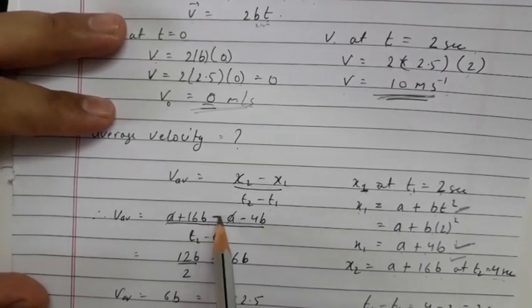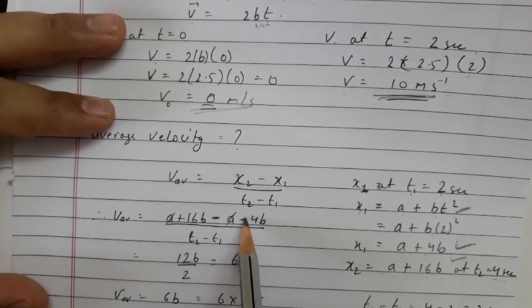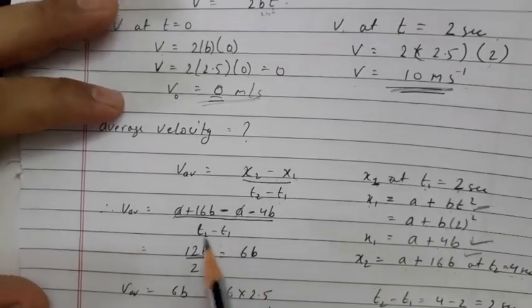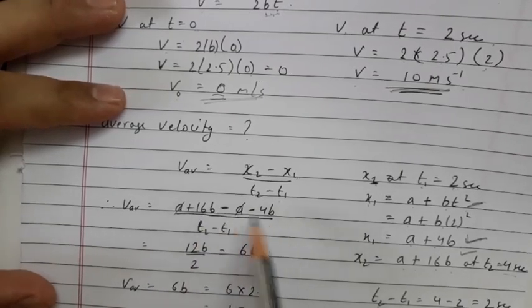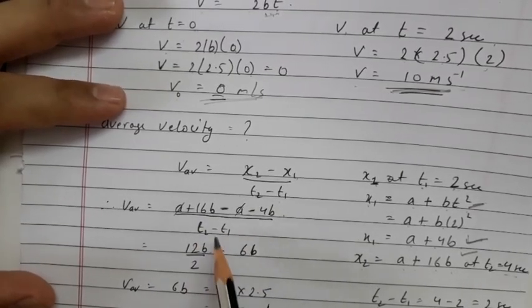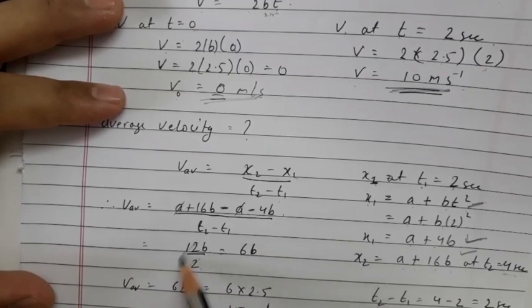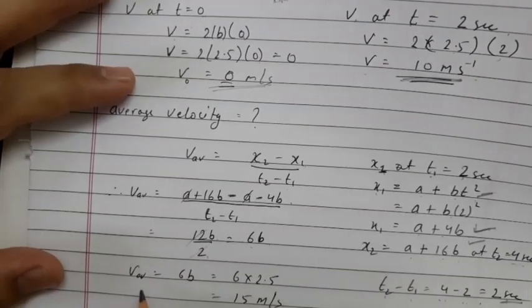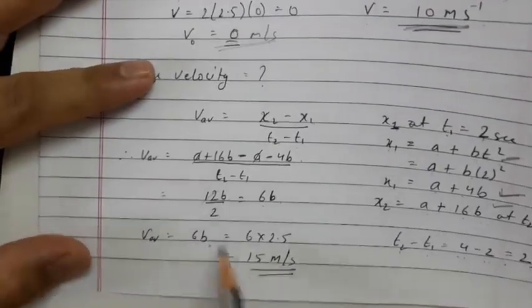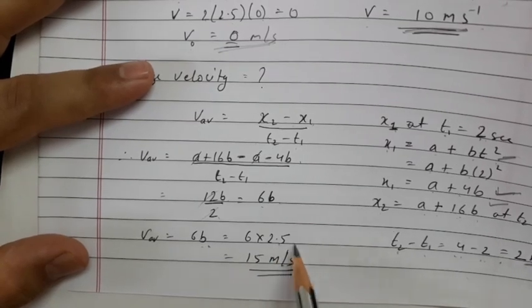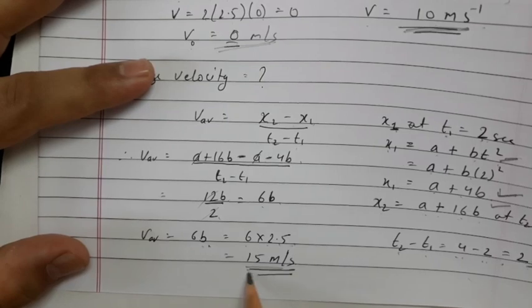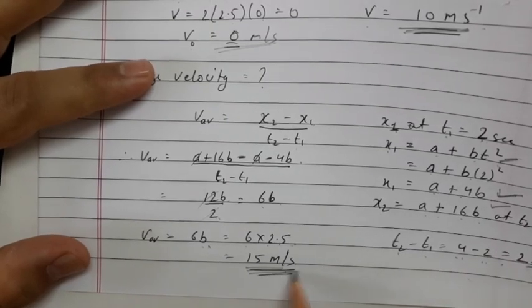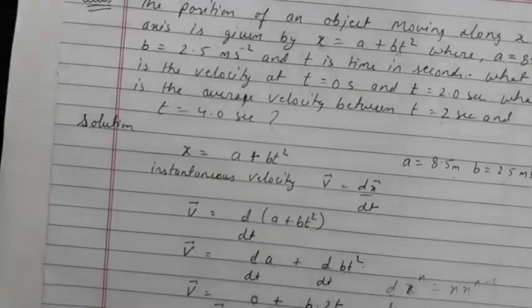When we open the bracket with this negative, then automatically this positive will become negative. Hence a and a will get cancelled, and finally we'll get 16b minus 4b, so we get 12b upon 2. On solving this we'll get 6b, so the average velocity will be equal to 6b, and the value of b is 2.5, and hence 6 into 2.5 can be written as 15 meter per second. So this will be the answer, and this is the way we have to solve the numerical.